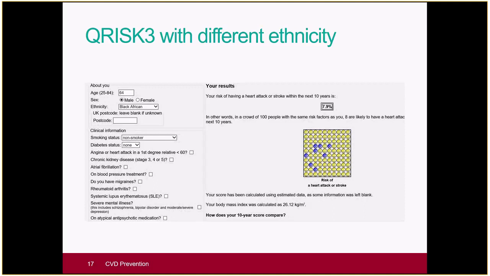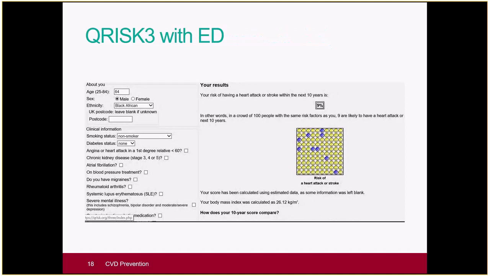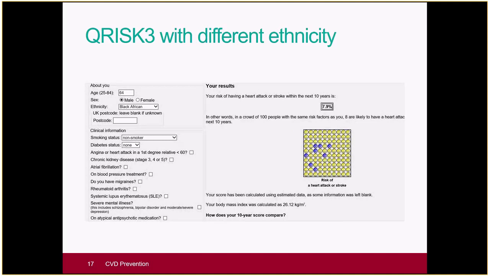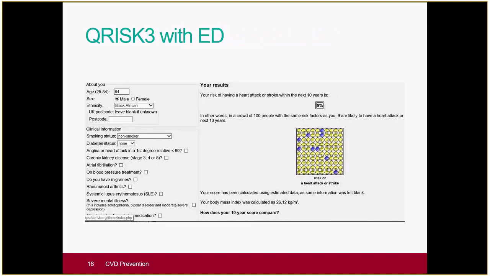So what happens if we use this same man and we give him erectile dysfunction? Oh, that sounds awful, doesn't it? But you know what I mean. We're not going to give him erectile dysfunction. But this changes his risk from 7.9 to 9%. Again, that stays in the treatment threshold that is come back in 5 years in terms of QRISK.